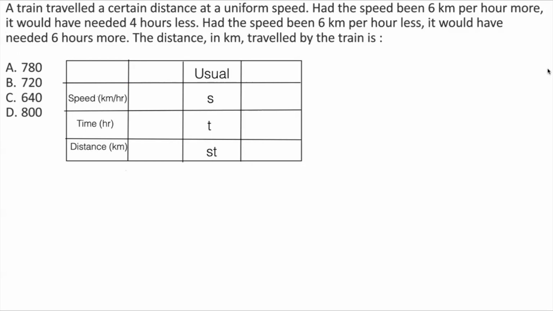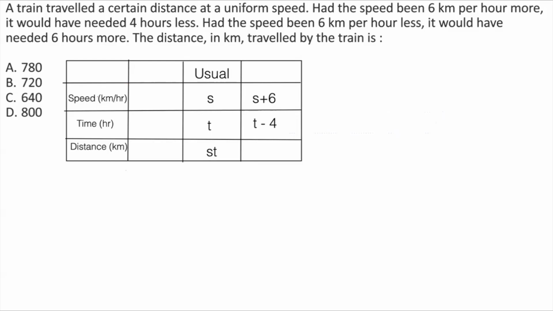So we can tabulate everything like this. Let the speed be given in kilometers per hour, the time be in hours, and the distance be in kilometers. And the usual speed I'm assuming as s, the usual time as t. The usual distance is the usual speed into usual time, s into t. Now, as per the question, when the speed is 6 more, the time is 4 less. So when the speed is more by 6 kilometers per hour, the new speed should be s plus 6. And when the time is less by 4 hours, it should be t minus 4.